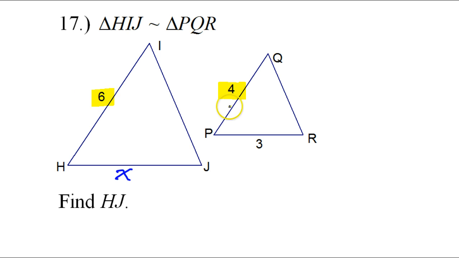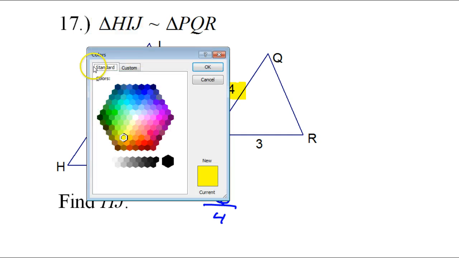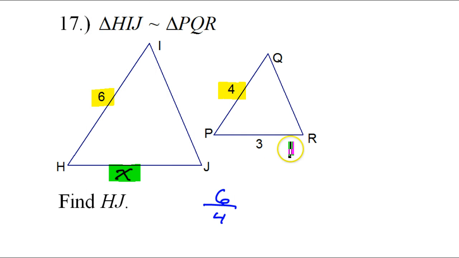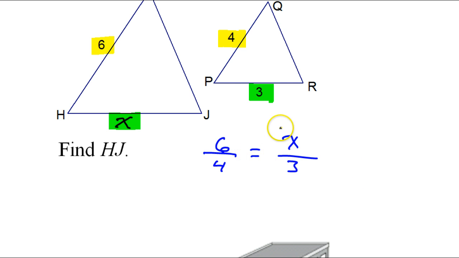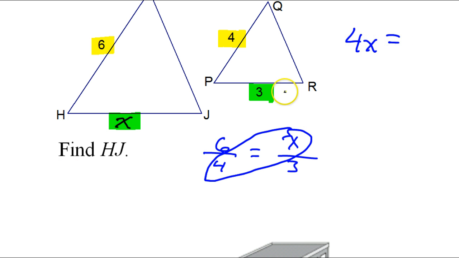So if I go left over right, then that's going to be 6 over 4. Okay? Now, here again, okay, corresponding. So if I go left over right again using this pair, then that'll be x over 3. So left over right should equal left over right. 6 over 4 equals x over 3. And you cross multiply. So multiply this diagonal, and it tells us 4x. Set that equal to this diagonal. All right, 6 times 3 is 18.